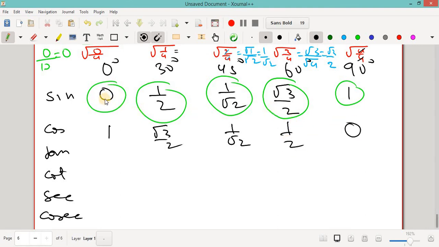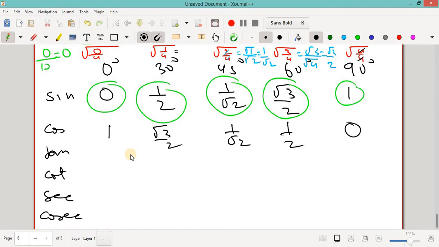Is it clear? First, for the sine formula, I told you the rule: start with root 0 by 4, root 1 by 4, root 2 by 4, this way we find sine. Why 4? Because there are 0, 1, 2, 3, 4 units, so it starts from 0. For finding cos, once you find the sine, just write it from this side.